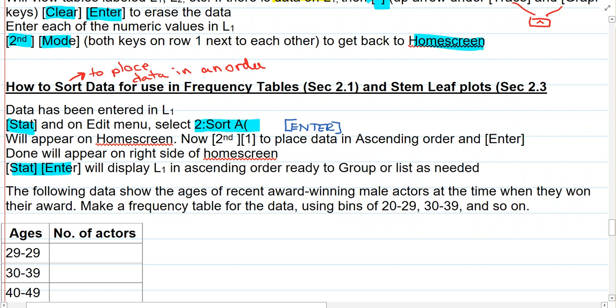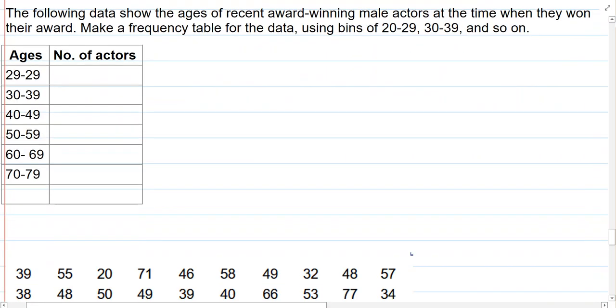But after you do that, you have to do second one so that you can make sure that you have L1 sorted. It sounds hard, but it's not. So we're going to take care of that right now.